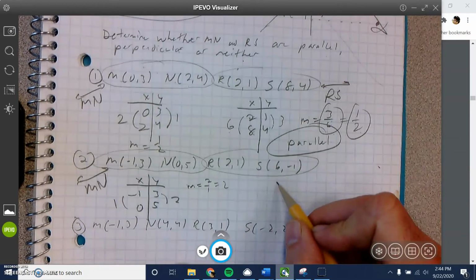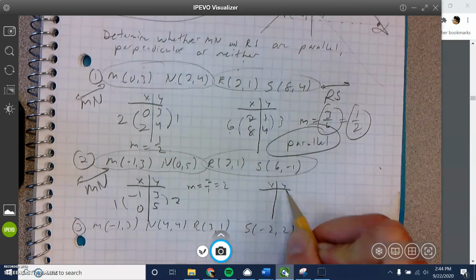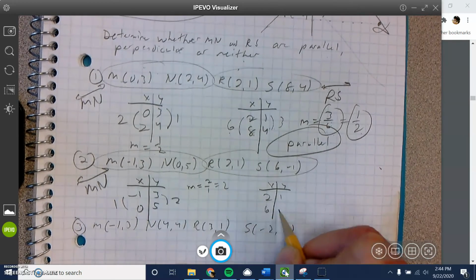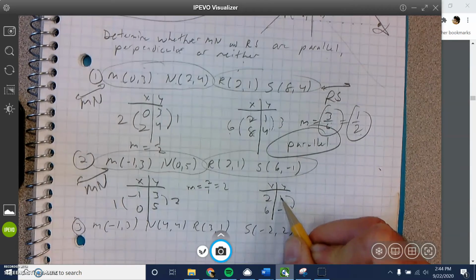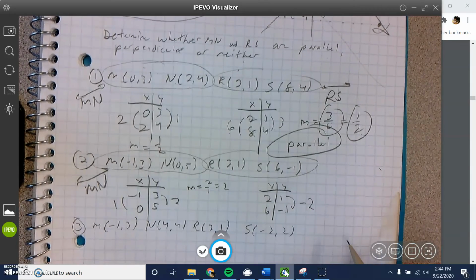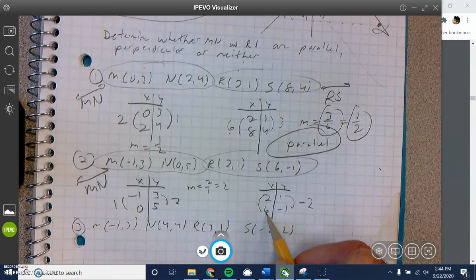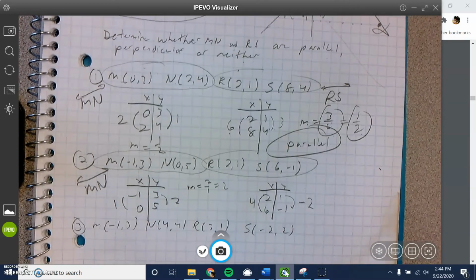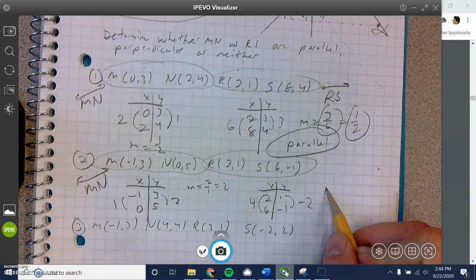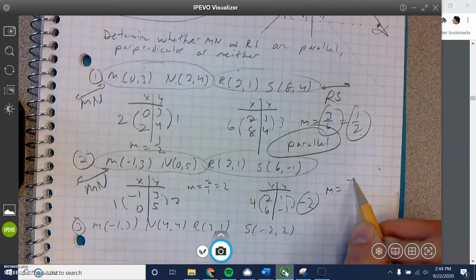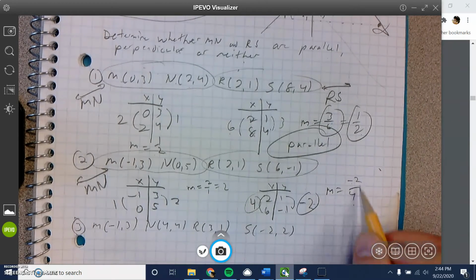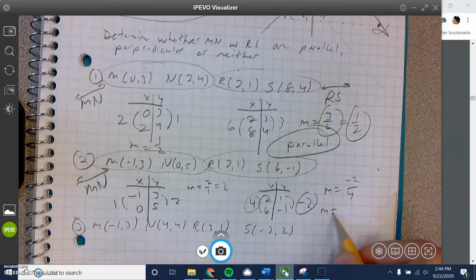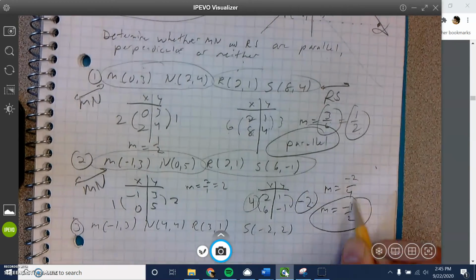All right, RS. 2, 1, and 6, negative 1. All right, so this 1 to negative 1 is down 2. And then 2 to 6, that's up 4. Okay, slope is change in y over change in x. Negative 2 over 4. Simplify that. That's going to be negative 1/2.